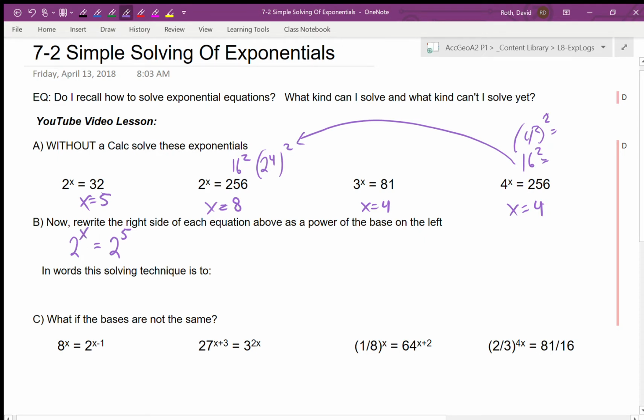Okay, hit pause. No, seriously, hit pause. Don't just say, fine, Mr. Roth is going to keep going in a second. Hit pause and just write the answers out for all these. Okay, we're back.